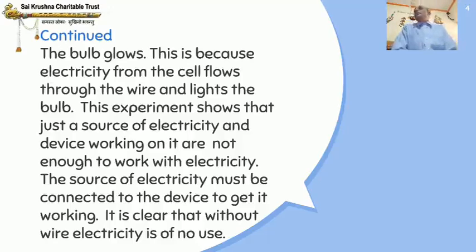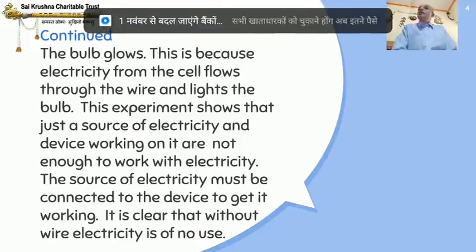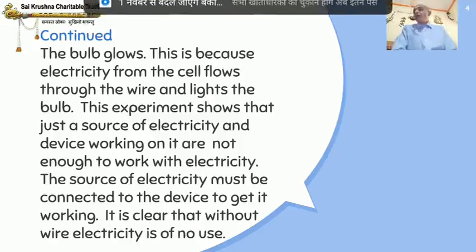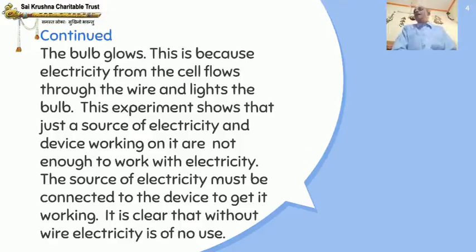What is it that is required to be connected to both of them? That is, the source, the cell, and the bulb. It is the copper wire. So once the copper wire is connected to the cell, the bulb begins to glow.